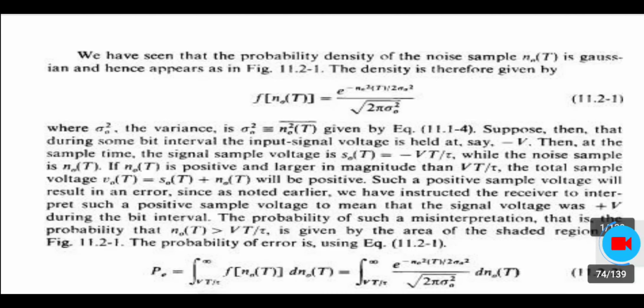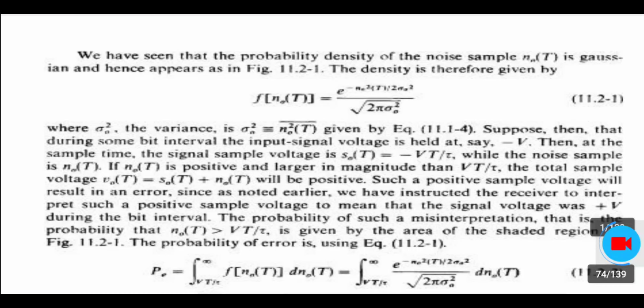Continuing, here we can define some formula of the probability density function. Here the density of f n naught of t, n suffix t of t, is a formula to define the error: e power something over square root of 2 pi lambda square. So this is simply to identify the error of the entire transmission signal.